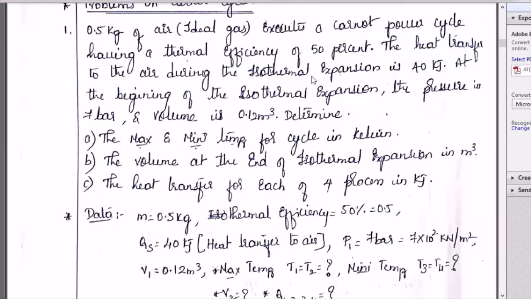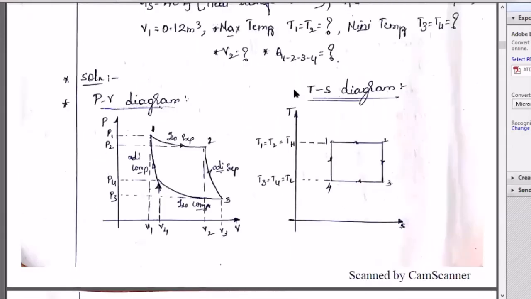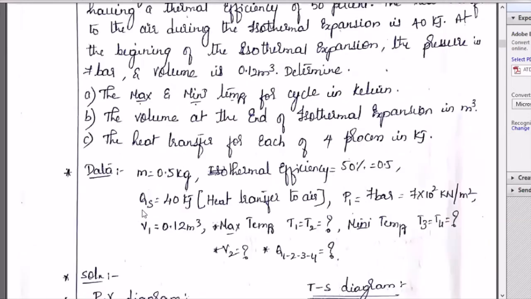Now let us go for PV and TS diagram. Which is isothermal expansion? 1 to 2 is isothermal expansion. So heat supply always occurs in isothermal expansion. That's why it is QS 1 to 2. 1 to 2 is isothermal expansion. The given data is heat supply during isothermal expansion. Therefore, you can write the data as QS 1 to 2 as 40 kilojoule. That's what I have written, QS.